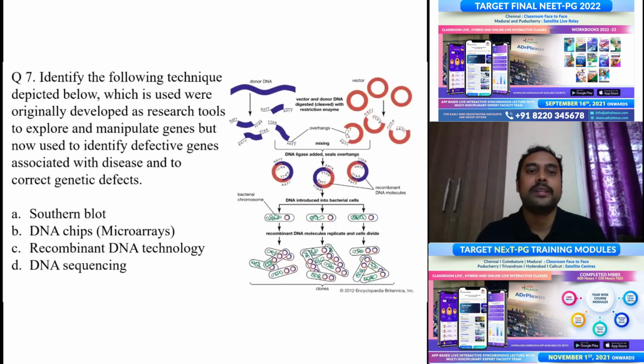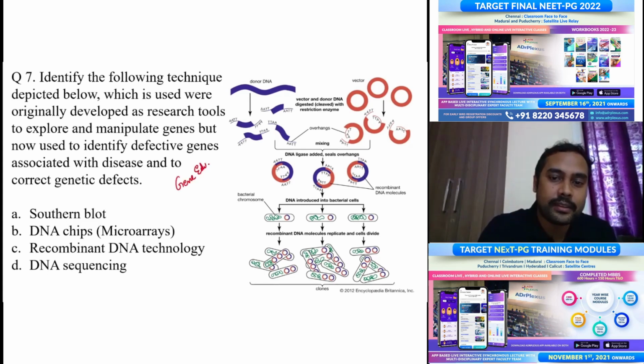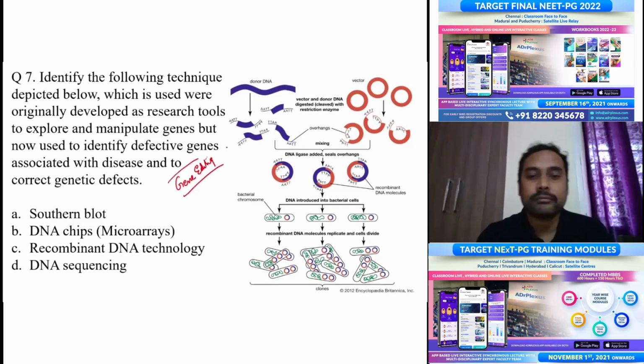Okay, fine. Identify the following technique depicted below, which was originally developed as a research tool to explore and manipulate genes, but is now used to identify defective genes associated with disease and to correct genetic defects. It's very simple. I wanted to put this question not because of this question, but to tell you about something else you have to read. That technique is called gene editing.